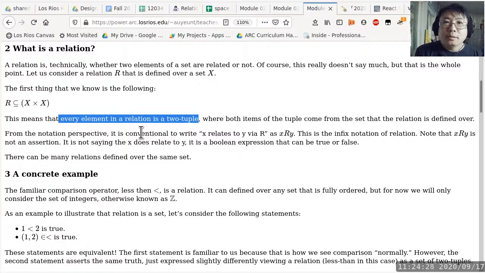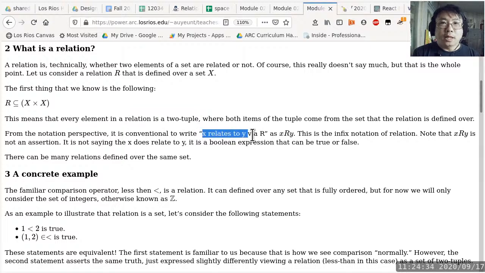The other thing, from the notation perspective, is that instead of saying x relates to y via R, we say x R y. So x relates to y by R. This is the infix notation of a relation. Note that x R y is not an assertion, it is really more like a question. It's basically asking, does x relate to y? So the answer can be true or false.